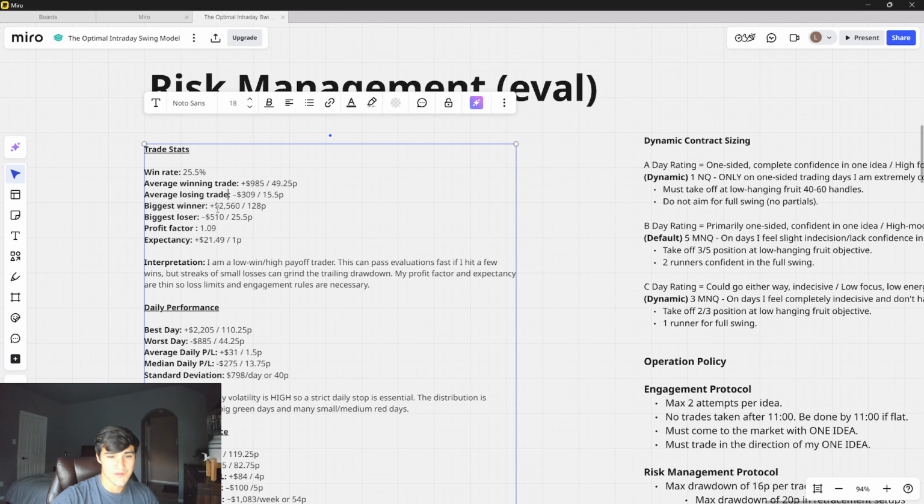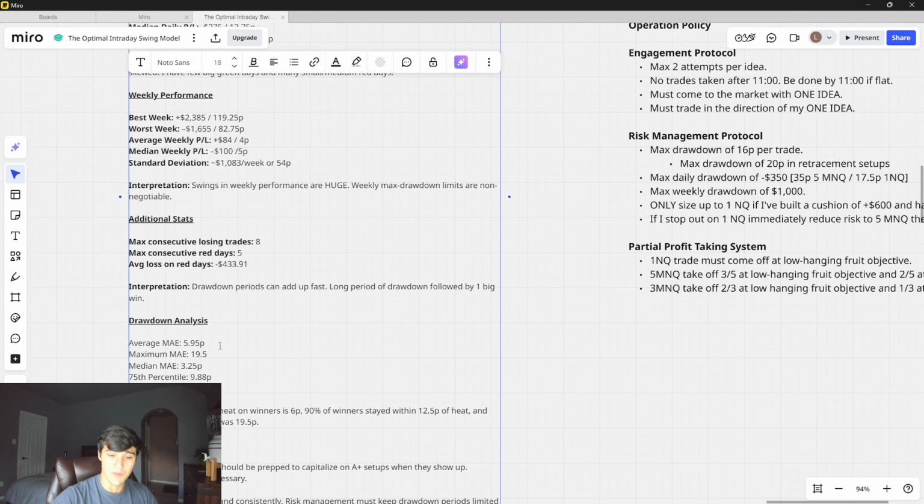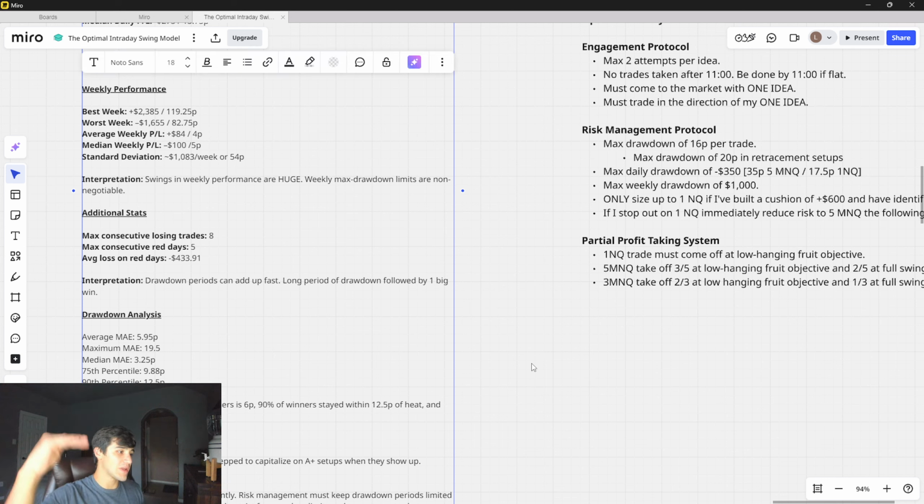Which was $2,500 or 128 points. And that was the trade that I actually incurred the most drawdown on, 19.5 points, because it was a retracement type setup where I just set my limit order out there and found a way to get on side, and the market came back, retraced, tagged where I thought it would reject, and then continued in that direction.